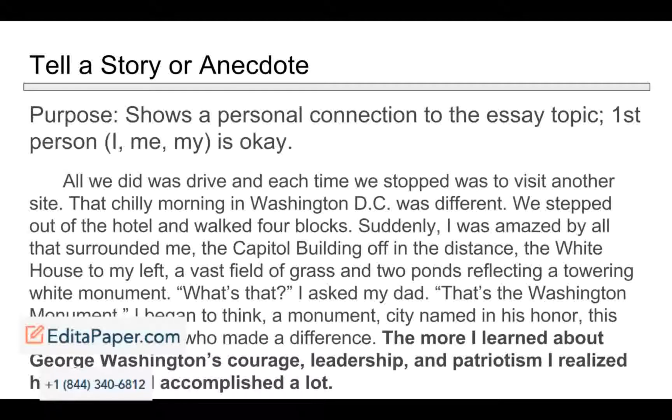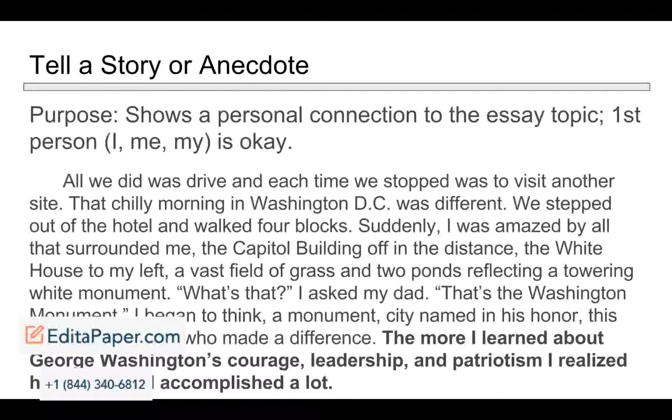So here this student begins with a story about a trip to Washington, D.C. with their dad, and the moment when they realized George Washington must have been pretty important because there are all these things in Washington, D.C. that are named after him. So I would argue that the personal anecdote hook strategy goes all the way until he says, "I began."